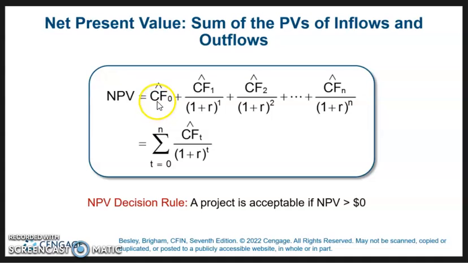The NPV is equal to the initial cash flow. So this would be a negative. We're buying the asset. We're investing in the project. So that's a negative. And then we take the present value of all the future cash flows. So we've got the projected first cash flow. We divide that by 1 plus our required rate of return. It's the first power because it's in the first year. Second cash flow is 1 plus the required rate of return squared, and so on throughout the entire life of the project.